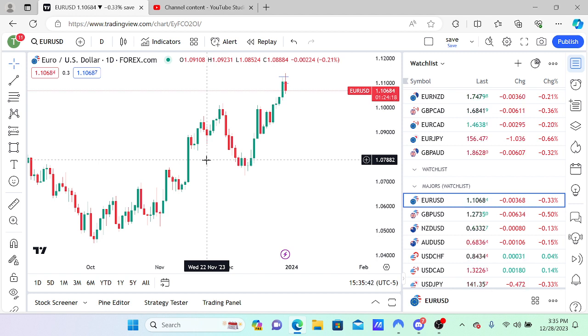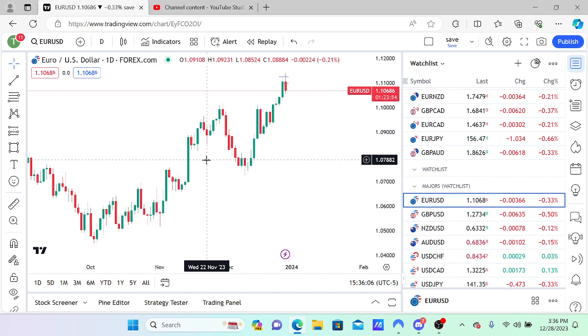So what I've got on the chart right now is Euro USD. We're looking at a daily chart of Euro USD. So number one, when we look at this daily chart, here's what we need to ask ourselves. What is the higher time frame trend? What is the market structure here? Well, the market structure is bullish. Why is it bullish? Because it's consistently putting in higher lows, and it's consistently making new highs.